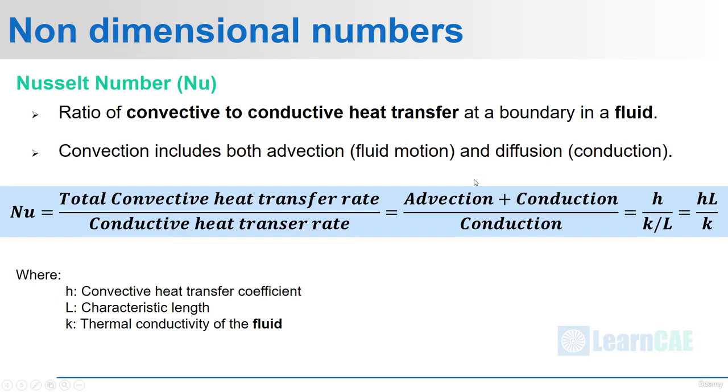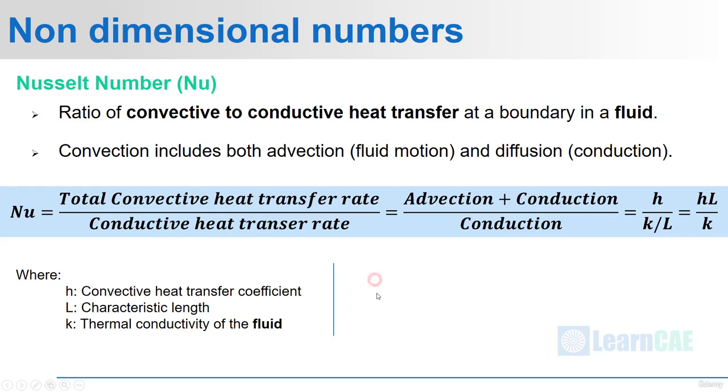The total convective heat transfer rate is equal to the effect of advection plus conduction, and the conductive heat transfer rate is given by conduction alone. So the numerator is the convective term h and the denominator is the conduction term k. To non-dimensionalize, we divide by the characteristic length L. So effectively, the Nusselt number is equal to h L by k. So the Nusselt number represents the ratio of convection to conduction.